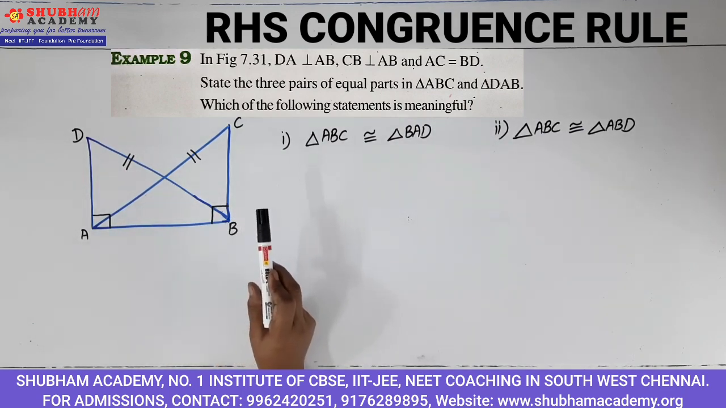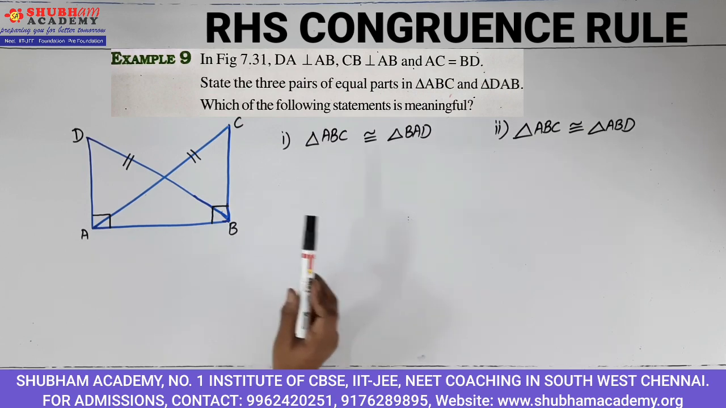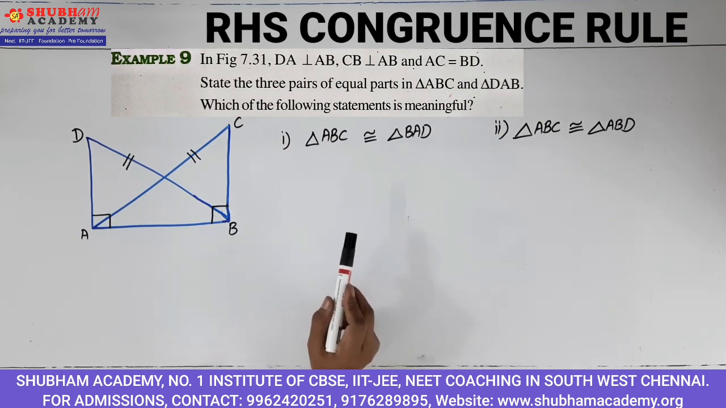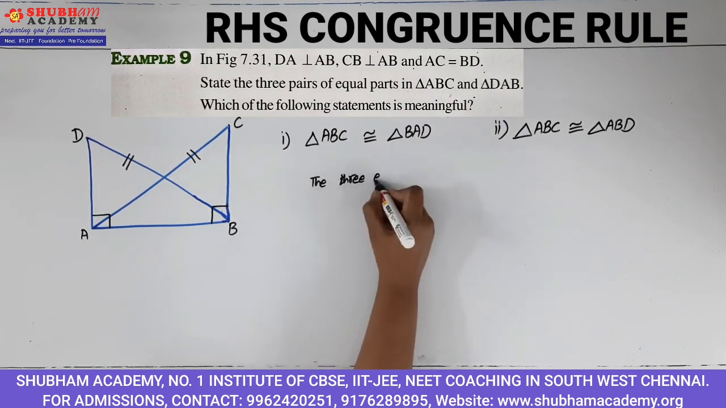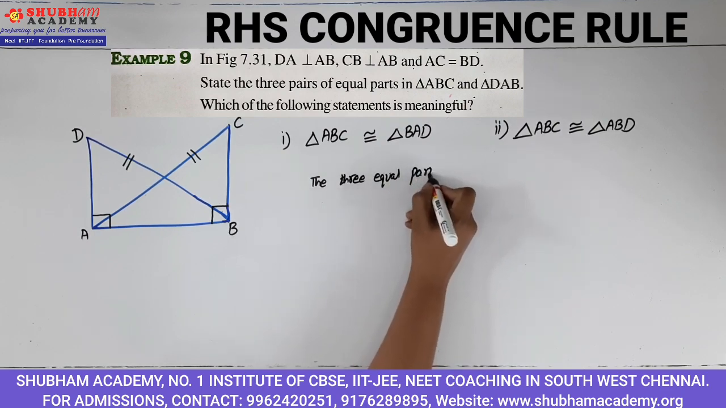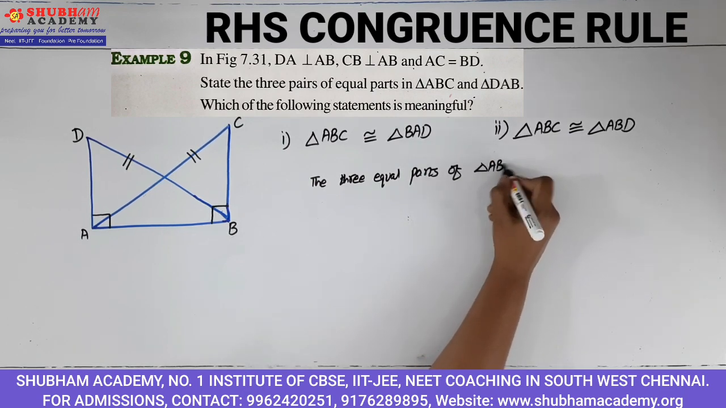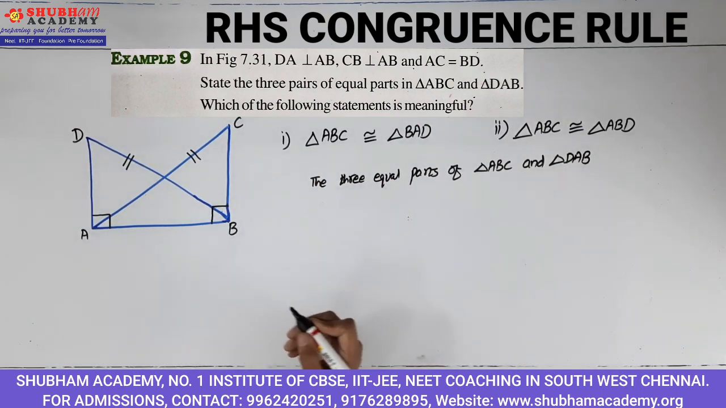So they are saying: state the three pairs of equal parts in triangle ABC and triangle DAB. Which of the following statements is meaningful? So, two parts are given and they are asking which is meaningful. Before that, we have to write the three pairs of equal parts in triangle ABC and triangle DAB.